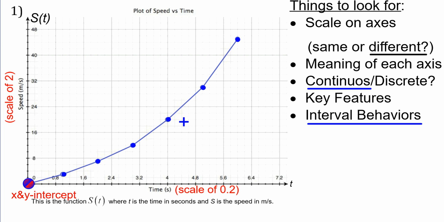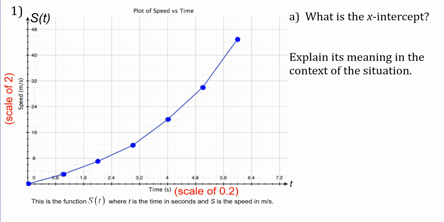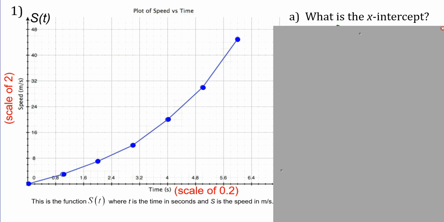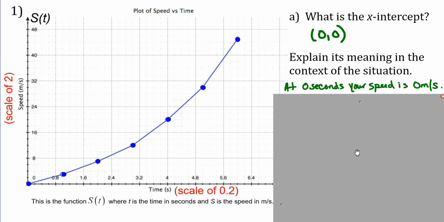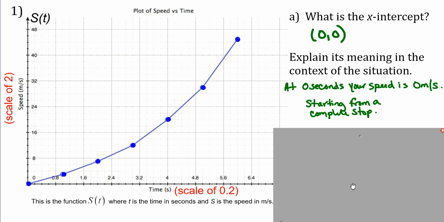So let's take a look at some of the analysis questions. What is the x-intercept? And explain its meaning in this situation. We said our graph had an x-intercept at (0, 0). What does it mean? It means at time 0, your speed was 0 meters per second. What else does that mean? You're starting from a complete stop of the object that you're studying the speed and time of.